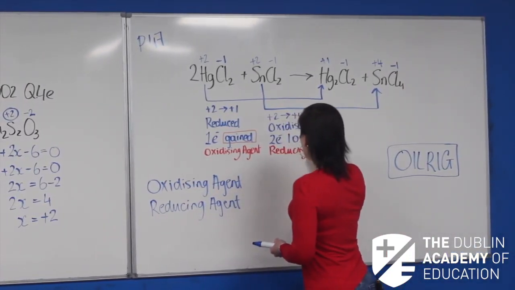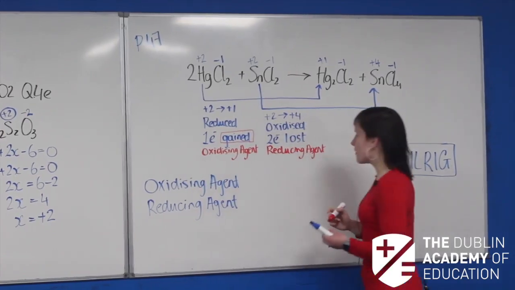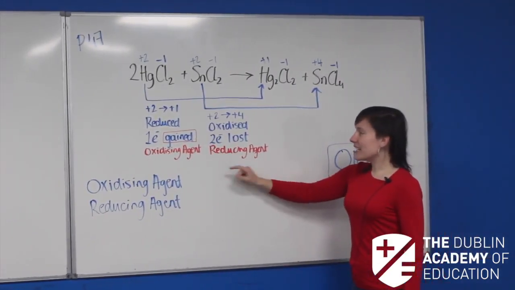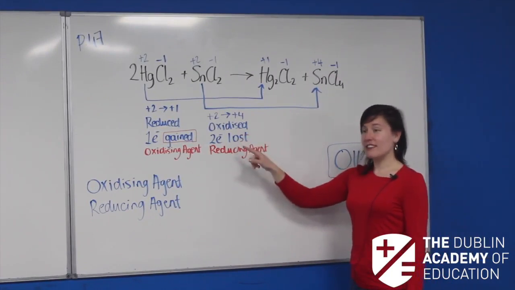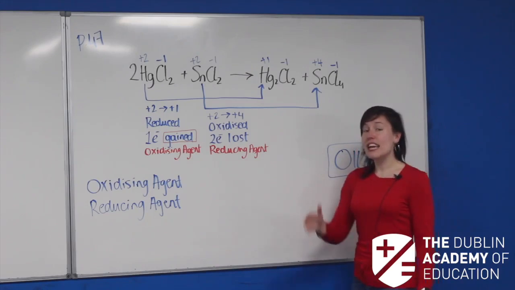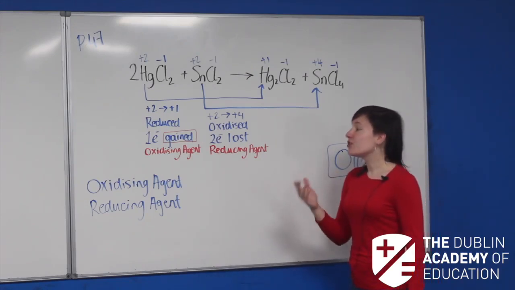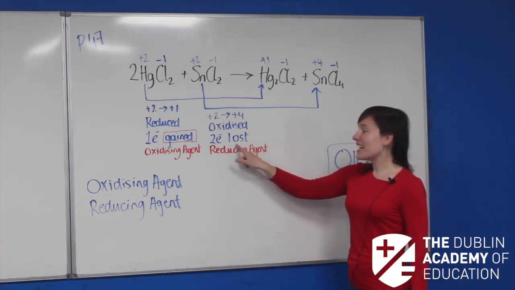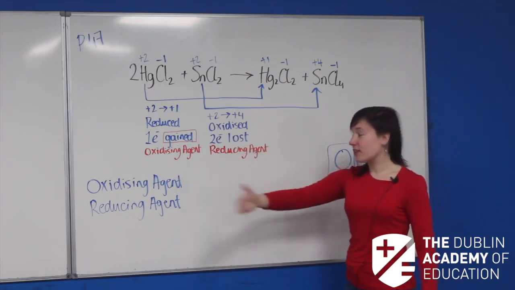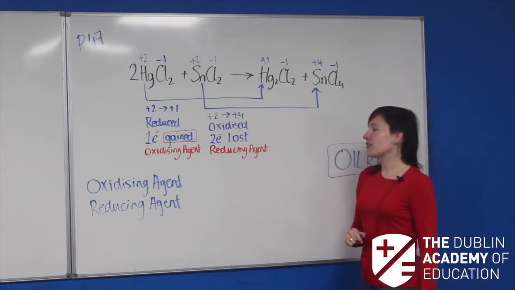Okay, so this is the reducing agent in our reaction. Now, a reducing agent is itself oxidized. It's allowing something else during the reaction to be reduced. It's allowing something else to gain electrons. Therefore, it has to lose them. So it's basically giving away its electrons so that something else during the reaction can be reduced.